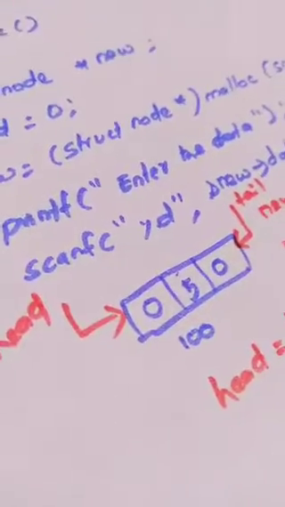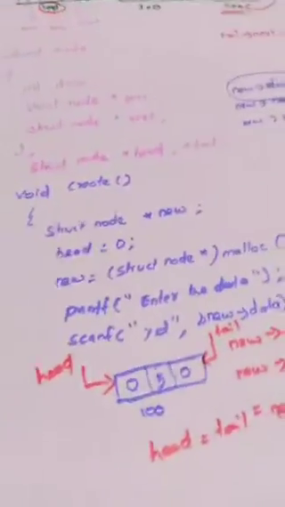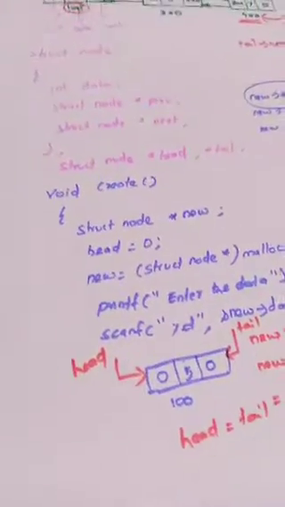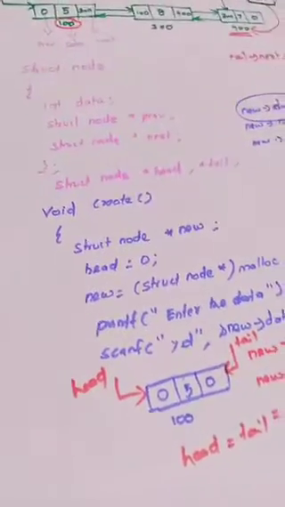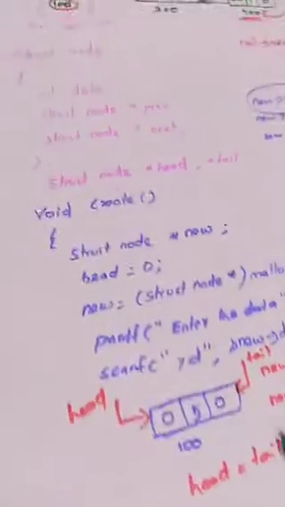Head is equal to tail is equal to new. Okay, so this code is fine when we have only one element in the list. But in some cases, if I want to insert more data, after making this new node the first node as head and tail, what will happen? So I have made the head node this one.